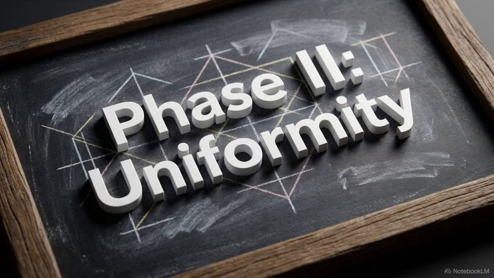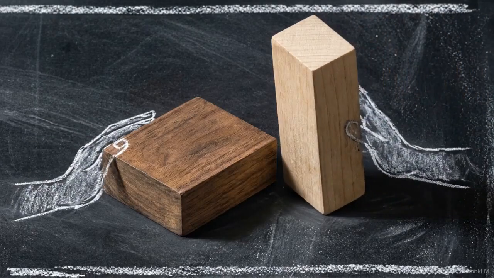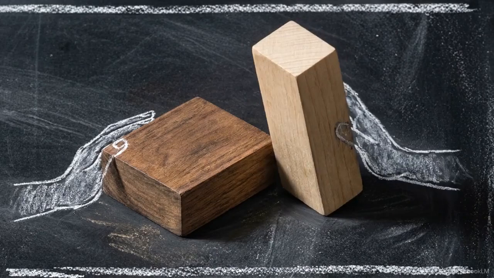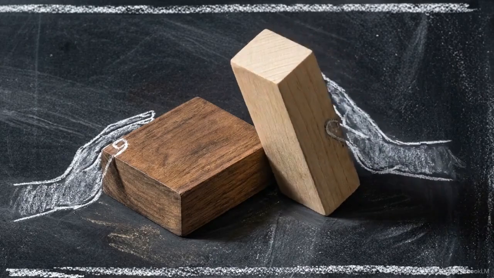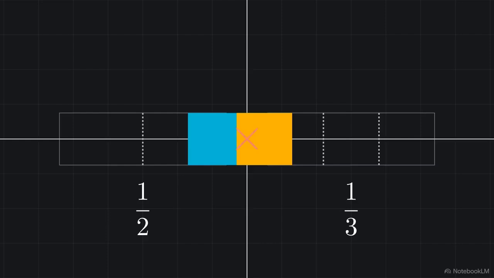Once the fraction is classified, the problem moves to step 2, Savarṇīkaraṇa. The word breaks down into sa, meaning the same, varna, meaning class, and karana, meaning making. This step enforces a strict mathematical law. Only quantities of the exact same kind can be directly combined. Look at these geometric objects representing a half and a third. A half divides a whole into 2 parts. A third divides it into 3.